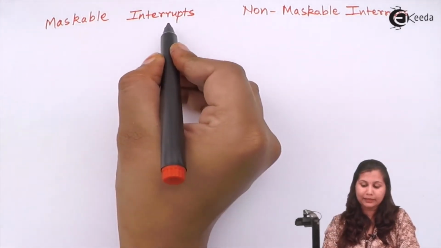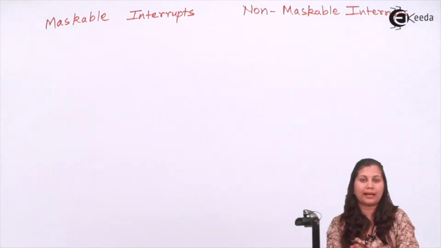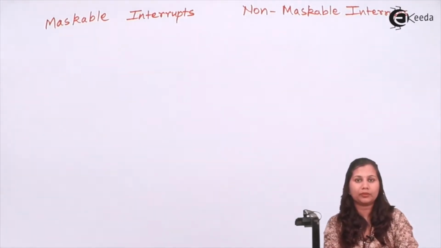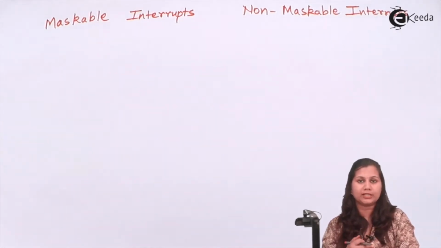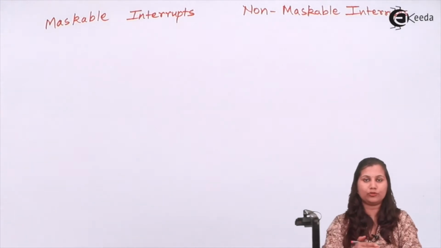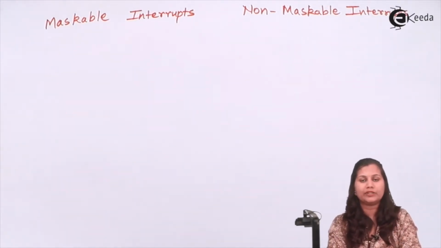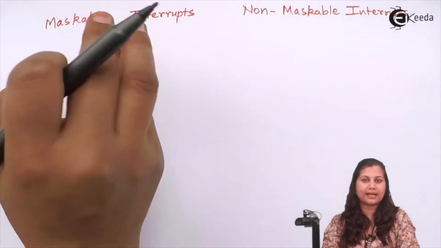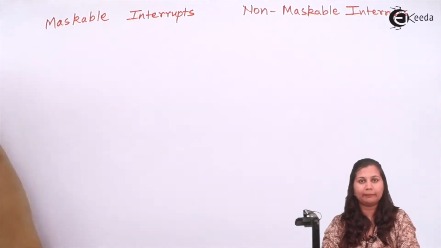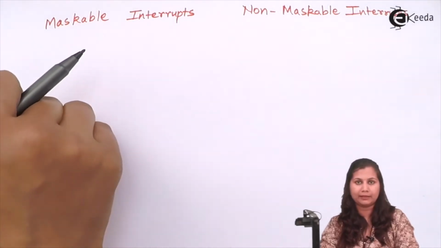Maskable interrupts are those interrupts which can be masked for some time. The processor can make the interrupt wait for some time. First it is going to complete the execution of the main program, and after that it is going to execute the service routine for that interrupt. So those interrupts that can be masked for some time come under the category of maskable interrupts.